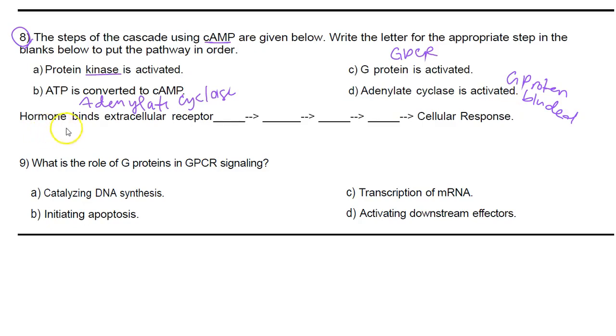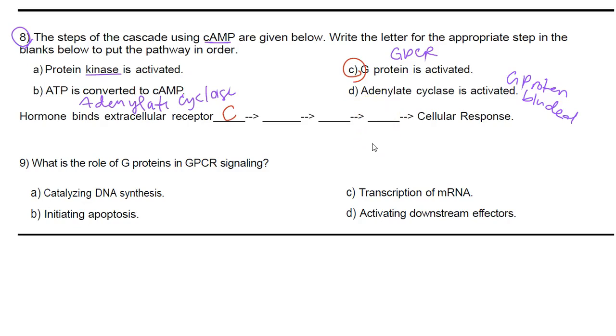So first, the hormone is going to bind to the extracellular receptor. That's fine, right? So once the hormone is bound to the receptor, what's going to happen? That receptor is going to activate the G protein. So I automatically know that I can put letter C here. That's the first step. Now you don't have to go in exact order. You can just put the last step here if you wanted to, right before cellular response. Whatever's going to make it easier for you. So for example, let's go ahead and do that. Right before cellular response, we are dealing with the kinase, so you can automatically put letter A here.